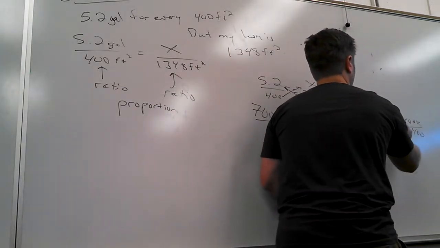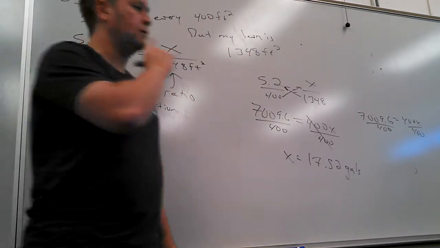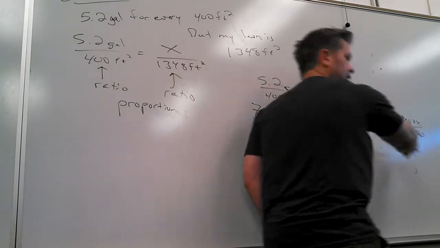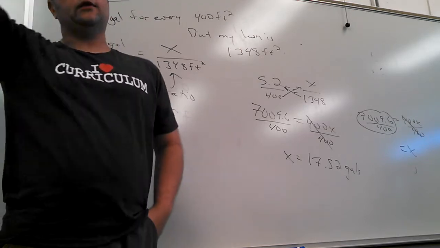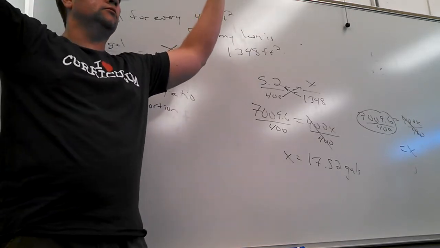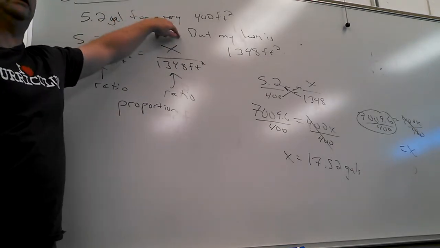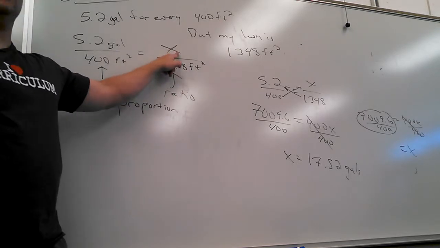So divide by 400 both sides, because that would definitely cancel that out. So then whatever that is, that is what x is. If I can get x by itself, whatever the number is on the other side is the answer. Because where did I put x? I put x right where my answer would be. So if I figure out x equals 17.52, that's my answer.